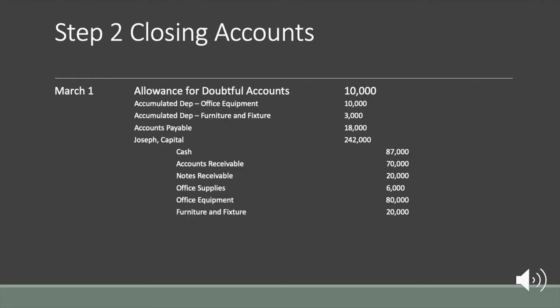For the second step, we are going to close the accounts of Hesed, the sole proprietor. So what we did is allowance for doubtful accounts, accumulated depreciation office equipment, accumulated depreciation furniture and fixture, accounts payable, and Hesed Capital that came from the credit side are put into the debit side in order to close them. And cash, accounts receivable, notes receivable, office supplies, office equipment, furniture and fixture are all transferred to the credit side to close these accounts to make way for the new books of the partnership business.